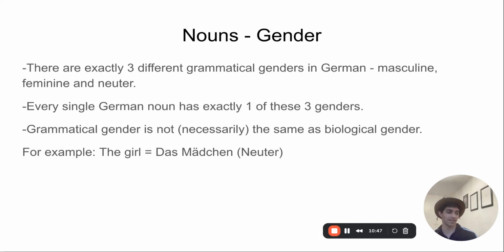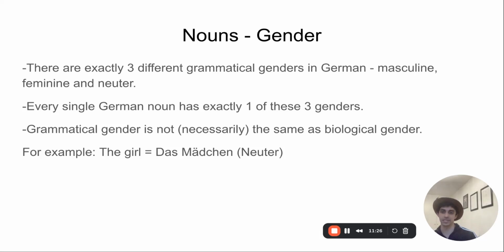So even objects like a cup, for example, will have a gender, which is not necessarily going to be neuter. It's not the case that biologically masculine things are masculine gender, biologically feminine things are feminine gender, and objects or things which don't have a biological gender just become neuter. Unfortunately, it isn't that simple. Things like a table would be masculine, for example. Flower is feminine. There are many different patterns. Objects will often be masculine or feminine too.